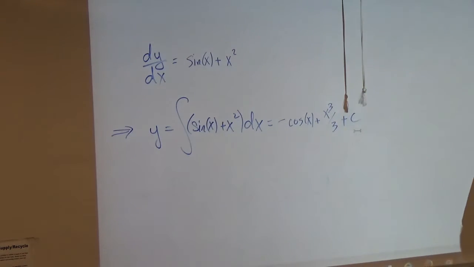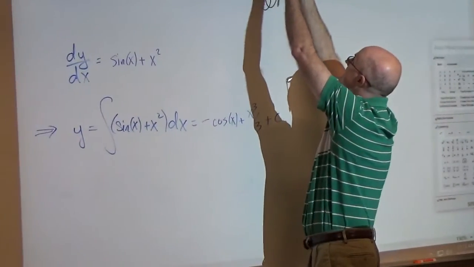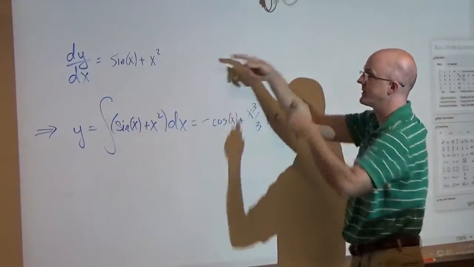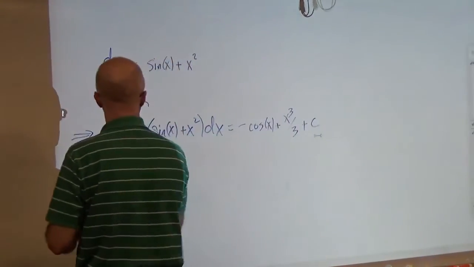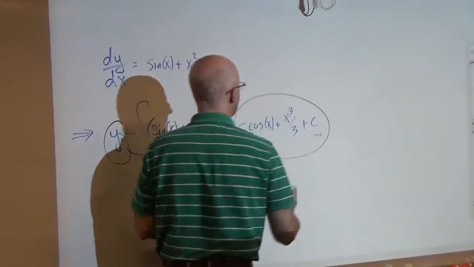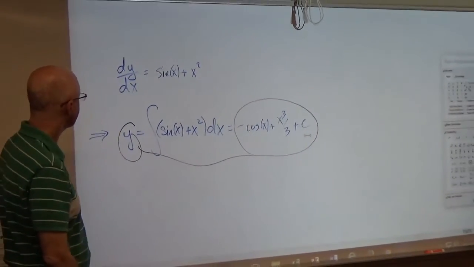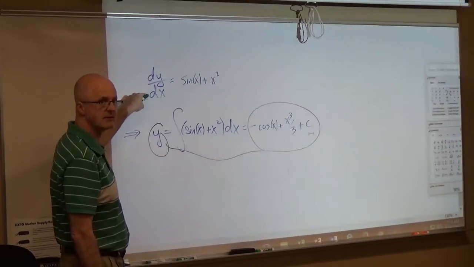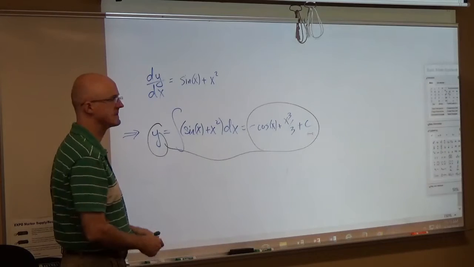And that family of functions, one function for every value of c, is called a general solution of the differential equation. Circle it. y equals negative cosine of x plus x cubed over 3 plus c. That would be a general solution of this. Infinitely many possible different answers for the infinitely many choices of c.